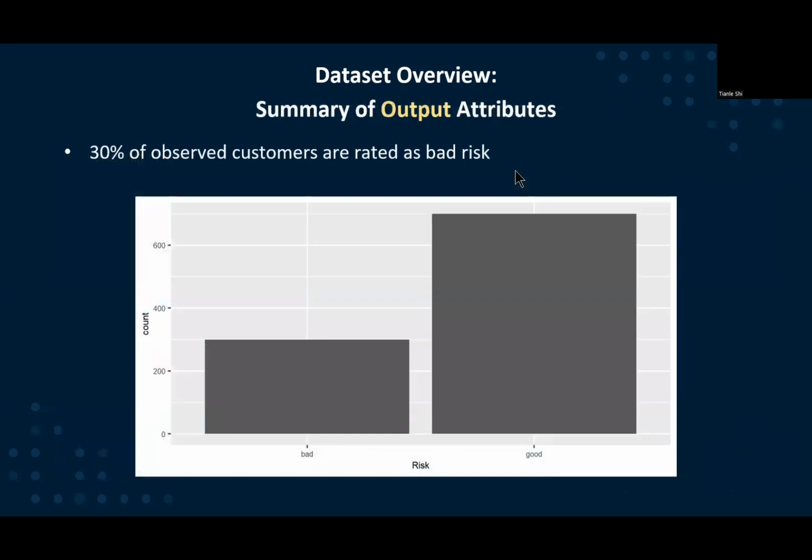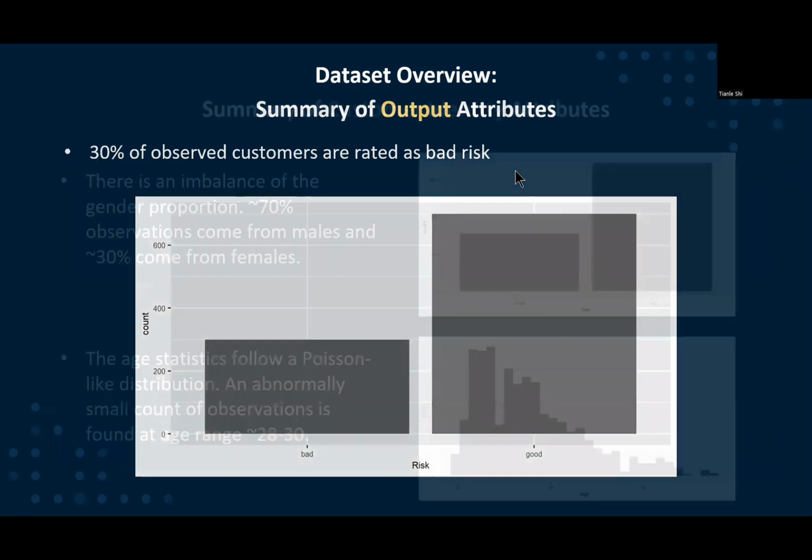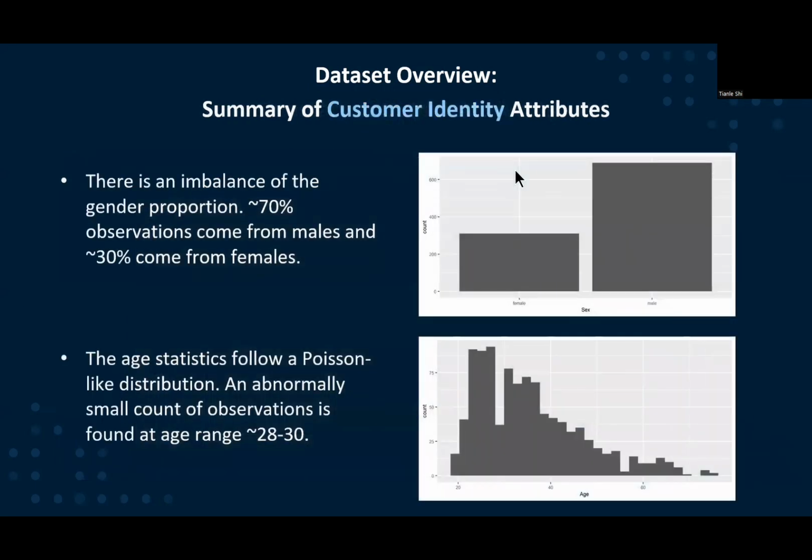We did a summary of individual attributes according to their definition. This is a summary of output attributes. This box chart shows that 30% of observed customers are rated as bad risk. This is a summary of customer identity attributes. There is an imbalance of gender proportion, and the age statistic follows a Poisson-like distribution.